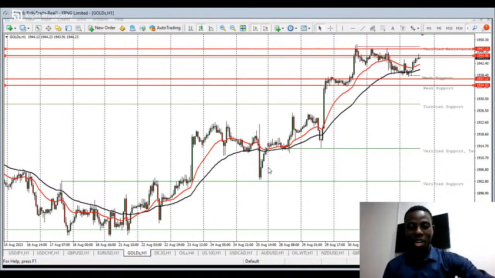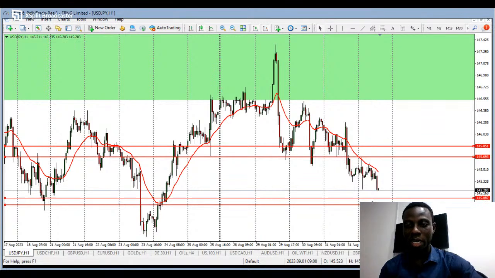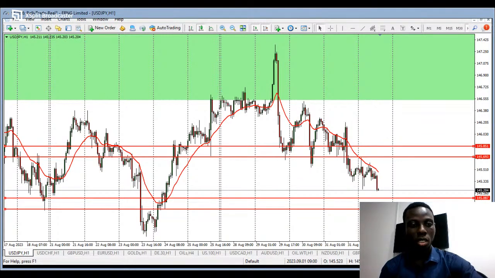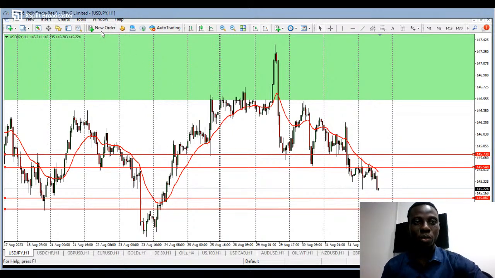Now we'll quickly be starting off so that we don't take too much time. I'll quickly look at a few instruments that you can trade, and from there we proceed. The first instrument I'd like us to check is USDJPY. For USDJPY, I'll be having my entry somewhere around there, for my buy.